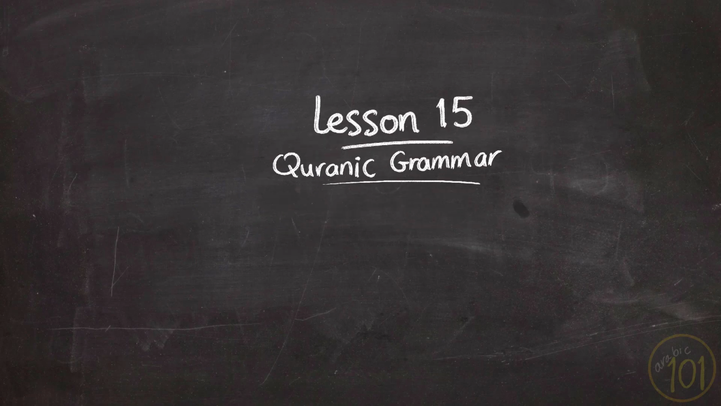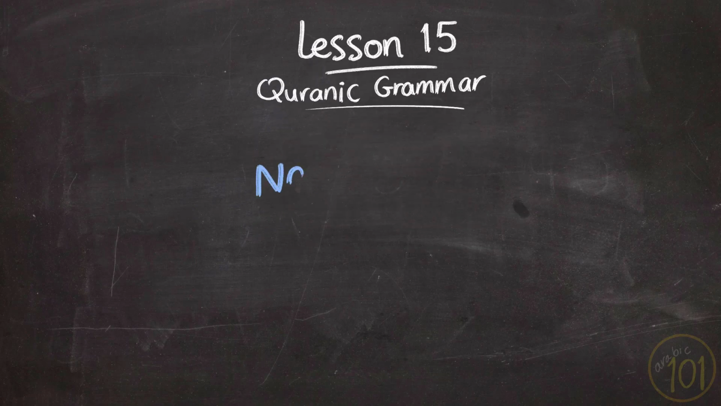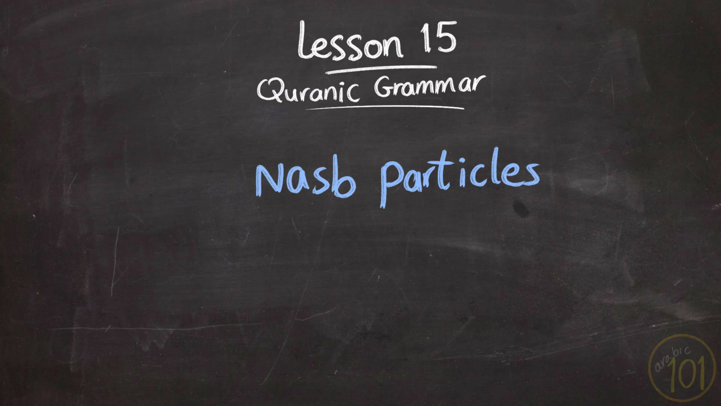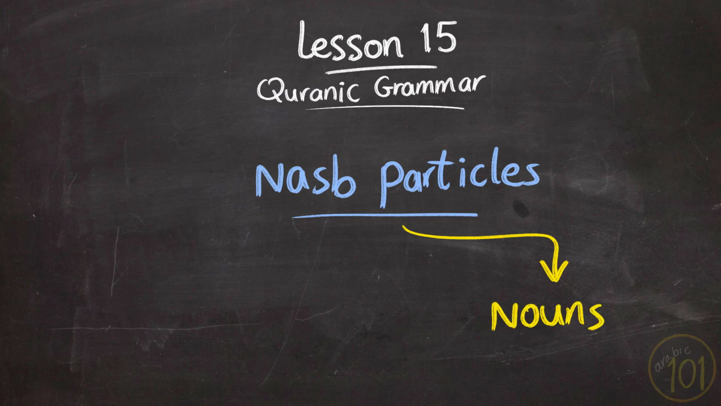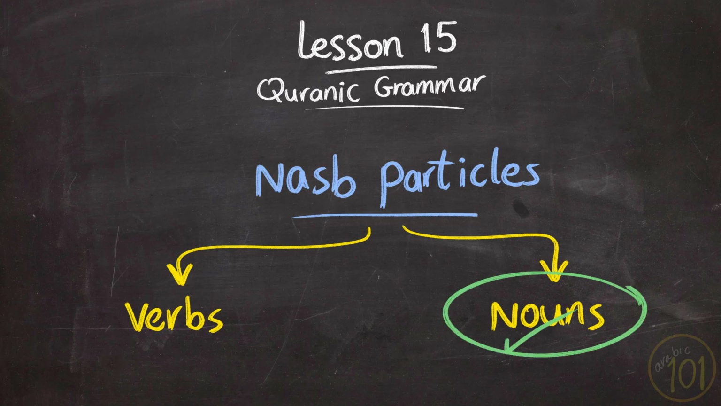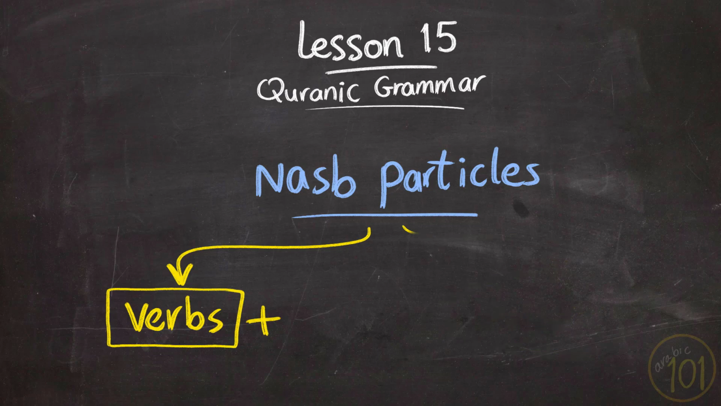In this lesson, we continue what we started in Lesson 14, which is discussing the particles of Nasb. Last lesson, we learned that the particles of Nasb can be used with nouns and also with verbs. In the previous lesson, we studied the particles that can be used with nouns. And in this lesson, we tackle the second group, which is the particles that come before verbs.